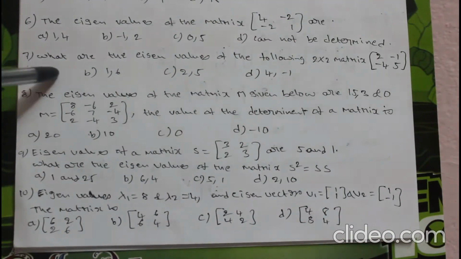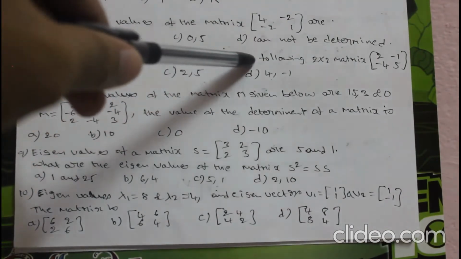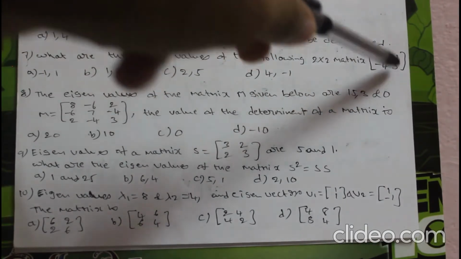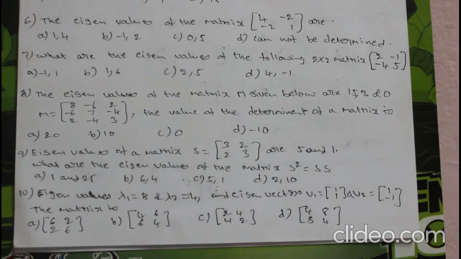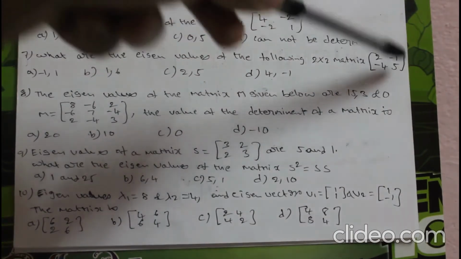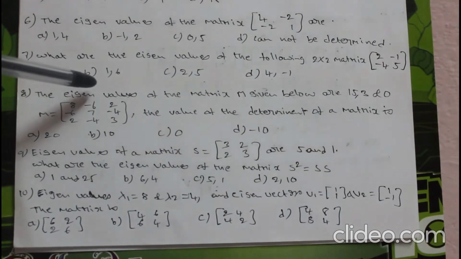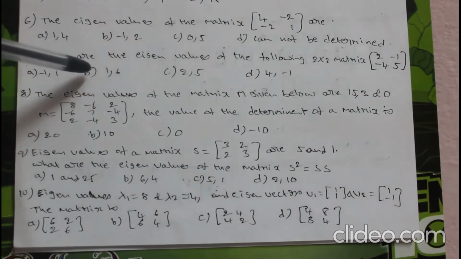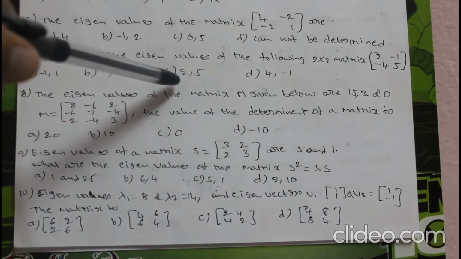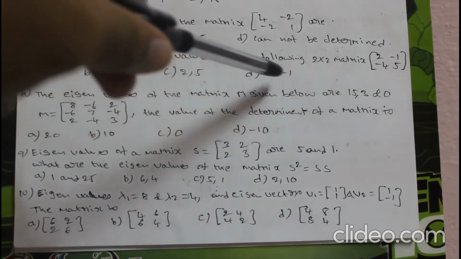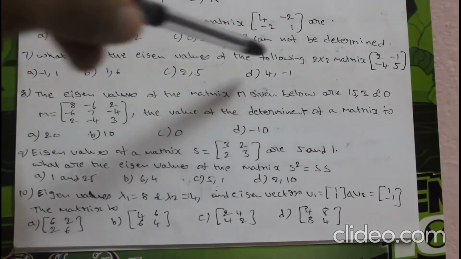Now question number 7. What are the eigenvalues of the following 2 by 2 matrix? 2, minus 1, minus 4, 5. So apply the first point. Sum of the eigenvalues is equal to sum of the diagonal elements. So 2 plus 5, 7. Look at the options. Option A, minus 1 plus 1, 0, not equal to 7. 1 plus 6 is equal to 7, so it may be the correct answer. Option C, 2 plus 5, 7, it may be the correct answer. Option D, 4 minus 1, 3, it is not the correct answer.